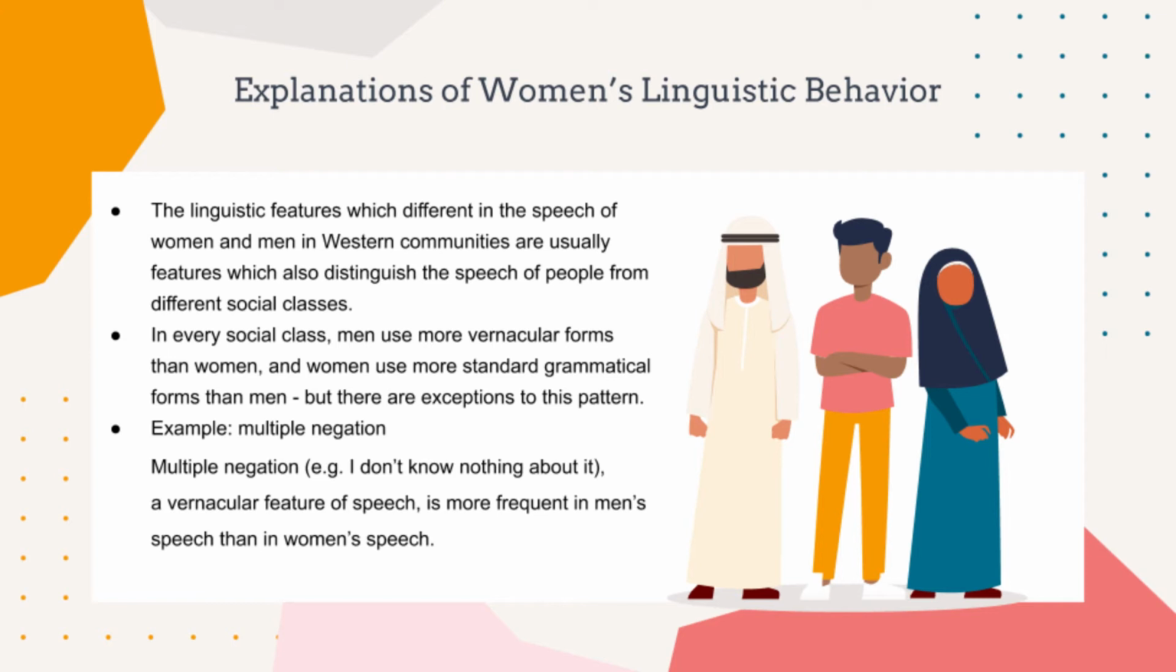The linguistic features which differ in the speech of women and men in Western communities are usually features which also distinguish the speech of people from different social classes. In every social class, men use more vernacular forms than women, and women use more standard grammatical forms than men. But there are exceptions to this pattern. Example, multiple negation, for example, I don't know nothing about it, a vernacular feature of speech, is more frequent in men's speech than in women's speech.